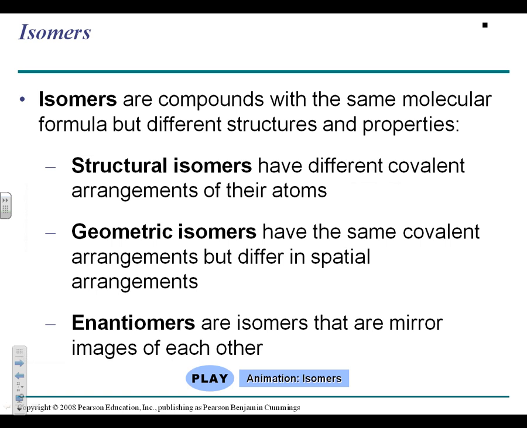In organic chemistry, compounds can form things such as isomers. Isomers are compounds with the same molecular formula but different structures and properties. And when they are arranged differently, whether you've got a shifting of functional groups or you've got a mirrored image, those can actually change what that particular compound is. We have three different examples here. We've got structural isomers, we've got geometric isomers, and we've got enantiomer isomers. The structural isomers have different covalent arrangements of their atoms. We've got geometric, which has the same covalent arrangements, but differs in spatial arrangements, so how they are organized. And we've got the enantiomers, which are isomers that are mirrored images of each other. It's like putting two hands together, and your hands are mirrored images of each other.